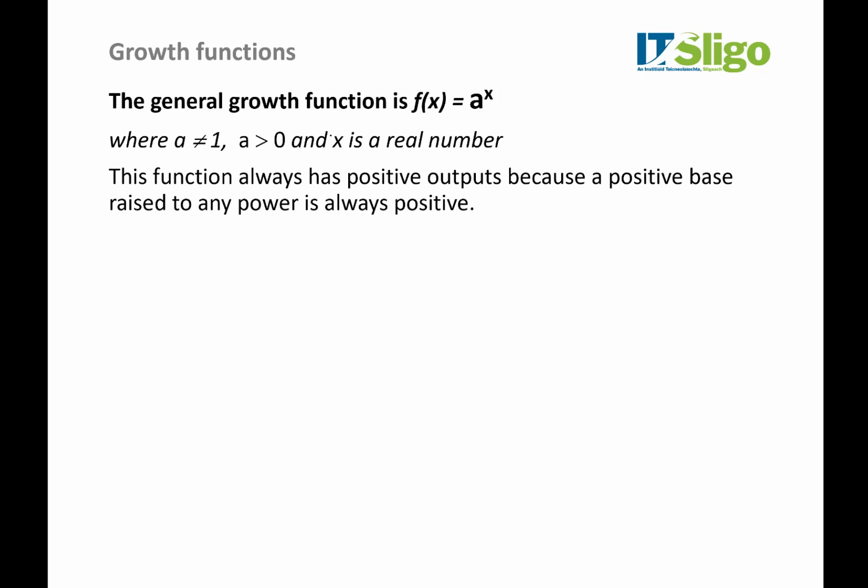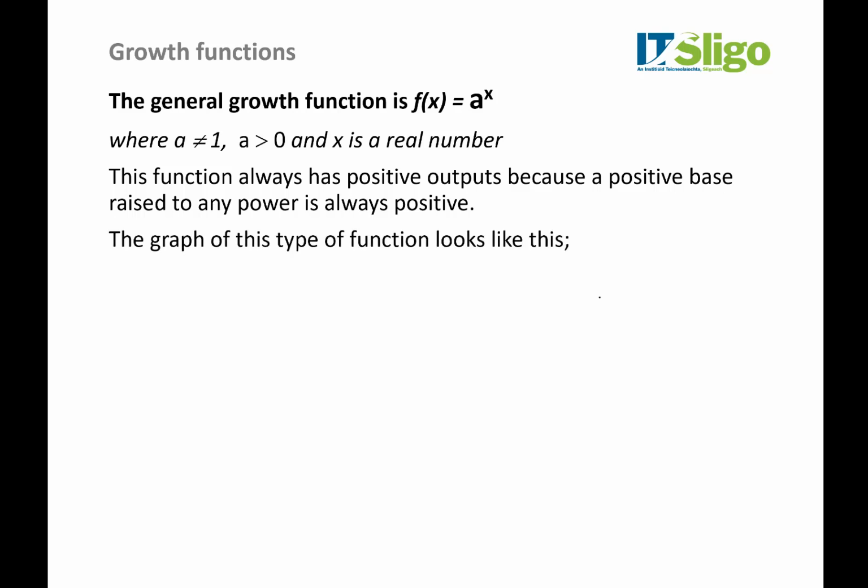So a function like this always has positive outputs because a is positive and x is real. A positive base raised to any power is always positive. So even if we have a negative power, say 2 to the power of minus 1, that's still a half, which is still greater than 0.